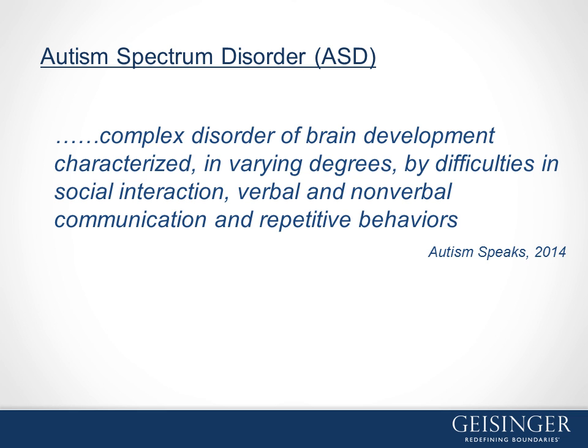So autism spectrum disorder, or ASD, has several definitions, but one way of summing it up could be to say it's a complex disorder of brain development that's characterized by difficulties in social interaction, verbal and nonverbal communication, as well as repetitive behaviors. And these could be things like hand flapping or twirling string, etc. And so ASD is a behavioral diagnosis.